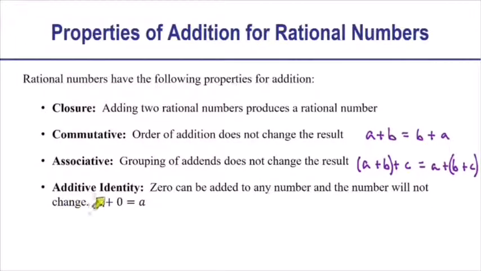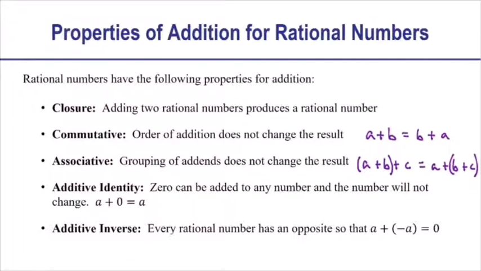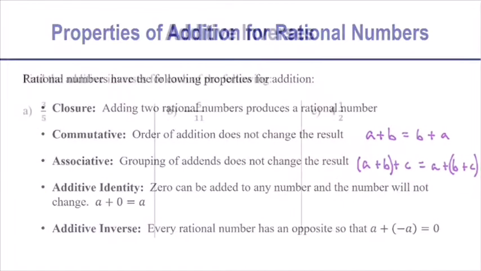And then we have the additive identity property. So 0 can be added to any number and the number will not change. Any number plus 0 is still the same number. And we have the additive inverse property, which means that every rational number has an opposite, so that a plus the opposite of a equals 0. So rational numbers have all these properties of addition.